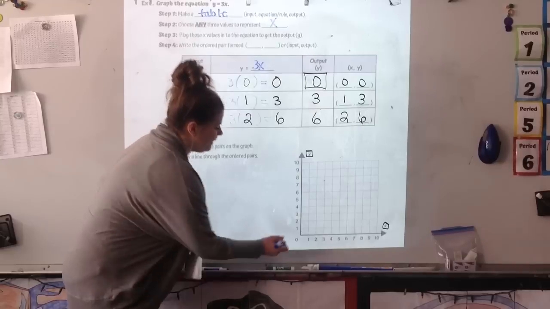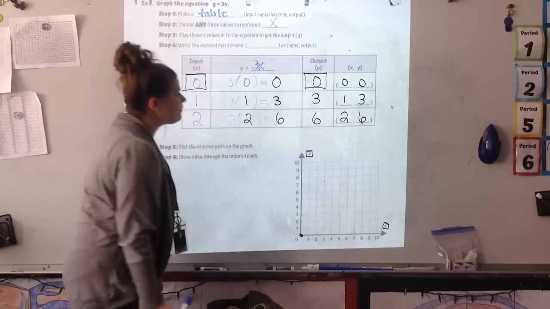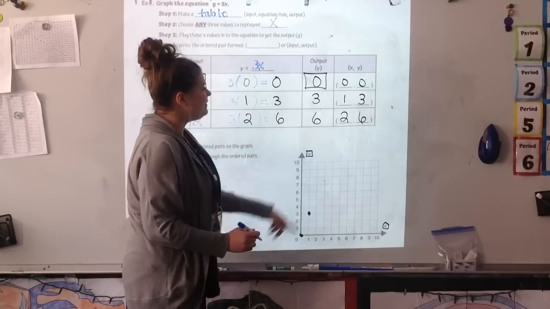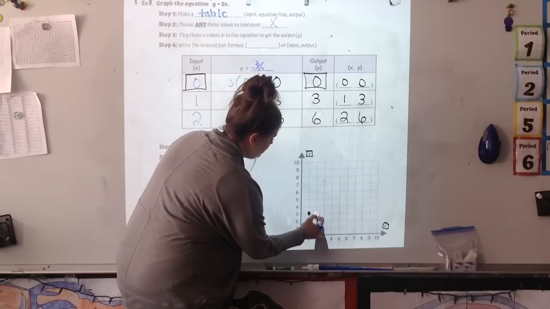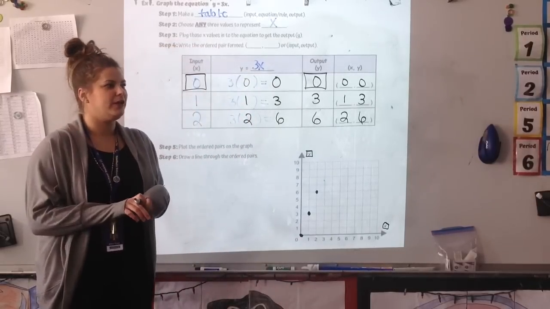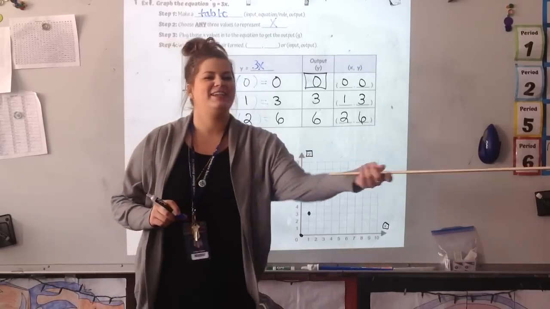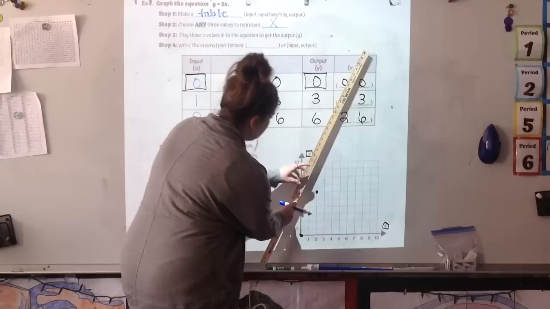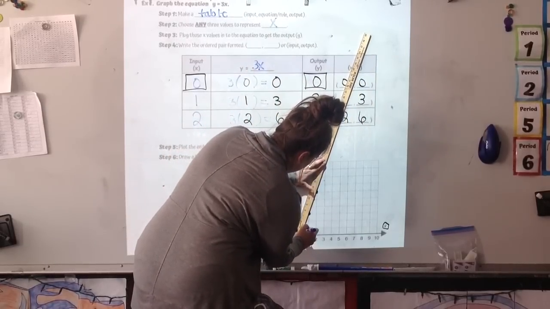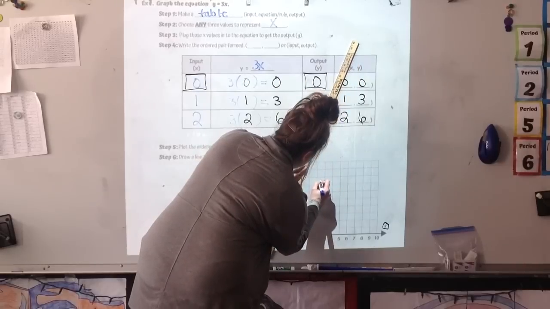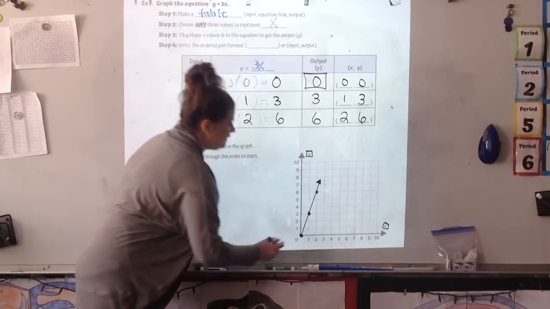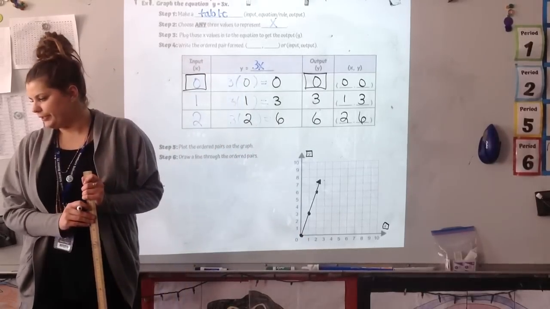So for 0, 0, that's right in the origin. 1, 3, I'm going to go over 1 and up 3. And then 2, 6, over 2 and up 6. Now you're going to want to use a ruler to connect your dots to make sure it's a straight line. So make sure you take out a ruler for this. Otherwise, we're going to make you go back and try it again. Okay? And as you can see, my ordered pairs connect in a straight line. So everything is all good.